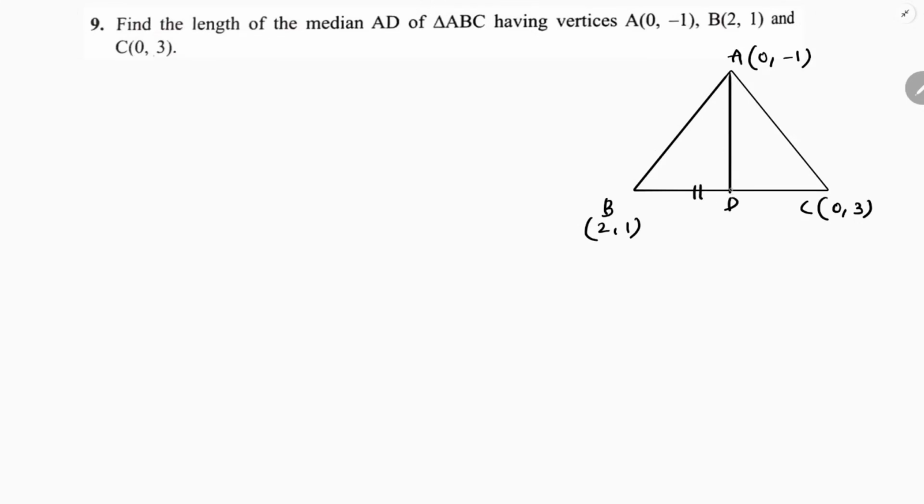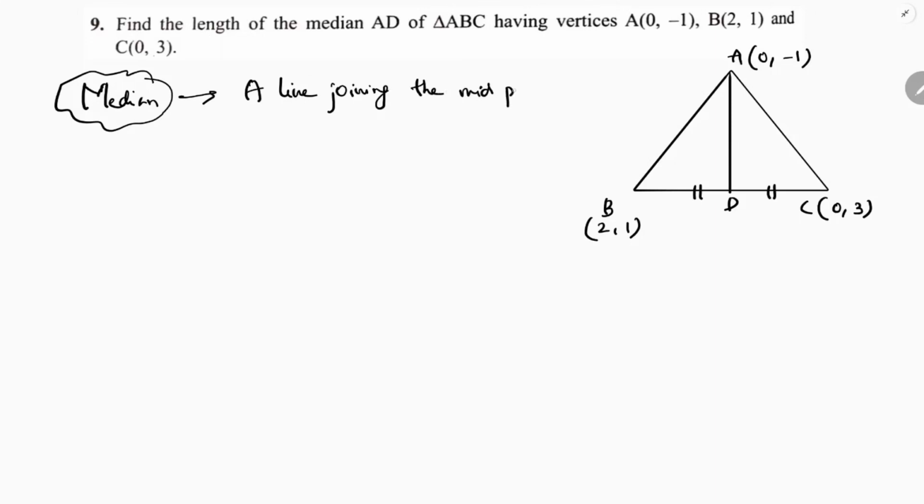As AD is a median, D is the midpoint. So the median definition is a line joining the midpoint of one side to the opposite vertex. So here, as they use the word median AD, D will definitely be the midpoint of BC.